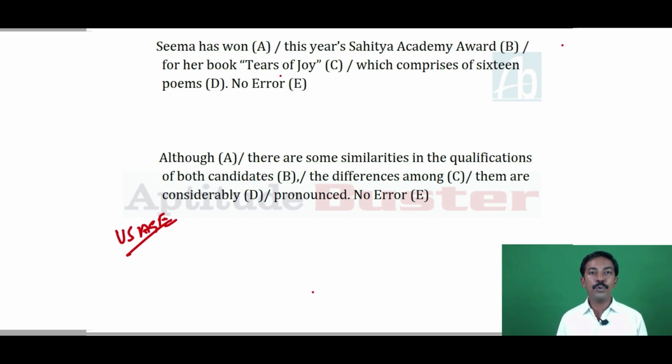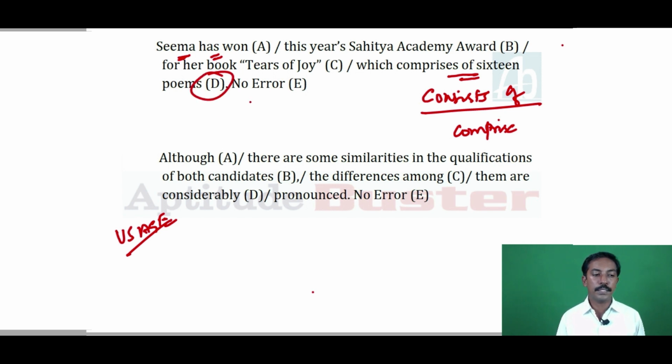My recommendation is, whenever you are on a sentence correction or spotting error question, I always advise you to look for subject-verb agreement. Seema, singular, has won, singular. So there isn't any trouble because that's the only place where the verb is. Seema has won this year's Sahitya Academy Award for her book Tears of Joy, which comprises. So first logic, subject-verb agreement is intact, comprises, you're talking about a book again, third person singular, comprises, right. But usage wise, we will either use the words consists of or comprise. We will never use comprise of. It is one of the conventions in English which you're supposed to know. Therefore, for this question, the answer is option D. It must be, that is, in this case, the preposition of should be removed.